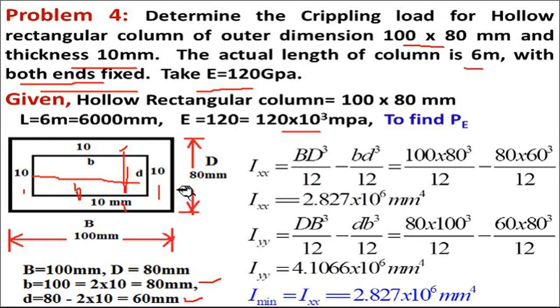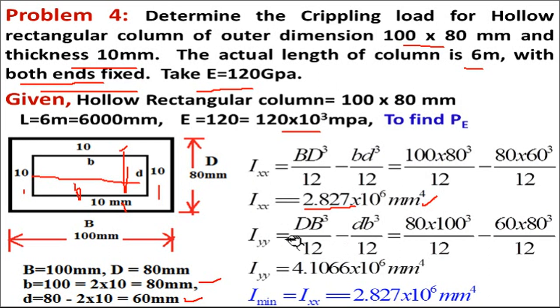But here it is a hollow rectangle. For a hollow rectangle, you have to use the formula capital BD cube by 12 minus small bd cube by 12. It means you have to deduct the middle part, which is not a part of the column. So put capital B as 100, capital D as 80 cube, minus small b, small d here. Solving this, we will get the moment of inertia about the x-axis, that is 2.827 into 10 to power 6 mm raised to 4.